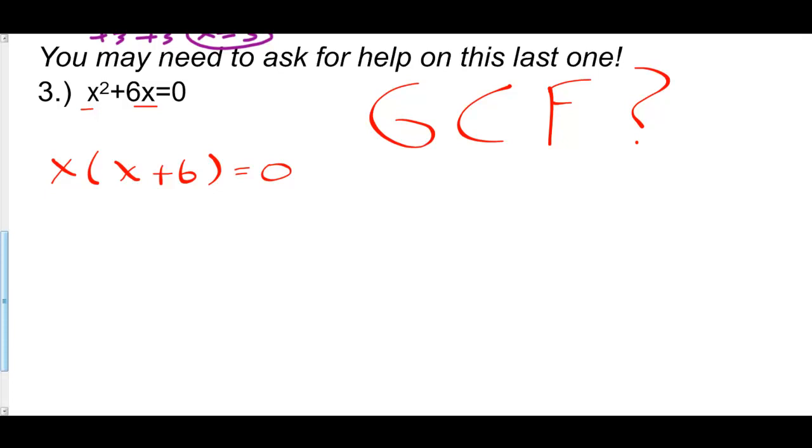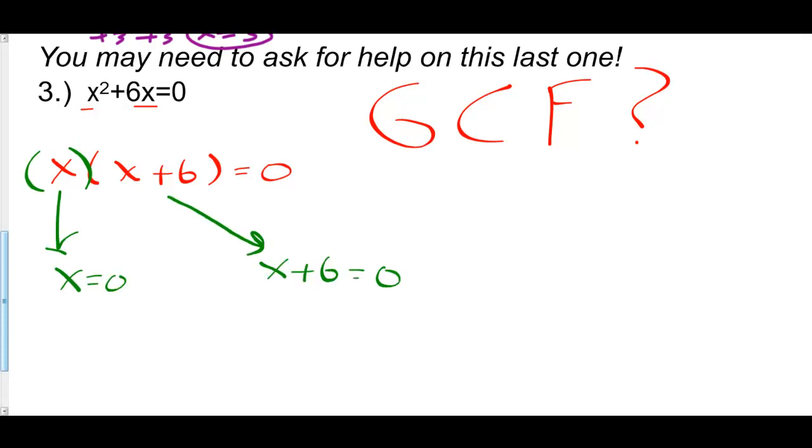And we're now going to set each factor equal to 0. That's the next thing we need to do on the list. So I'm going to set each factor. This is actually a factor, by the way. So x equals 0, and x plus 6 equals 0. Okay, so now we have those. And step 4 is to solve each of those equations.